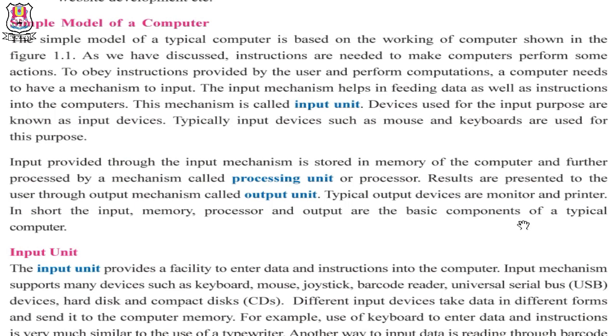Input provided through the input mechanism is stored in the memory of the computer and further processed by the mechanism called the processing unit or processor. Results are presented to the user through the output mechanism, called the output unit. Typical output devices are monitor and printer. In short, input, memory, processor and output are the basic components of a typical computer.